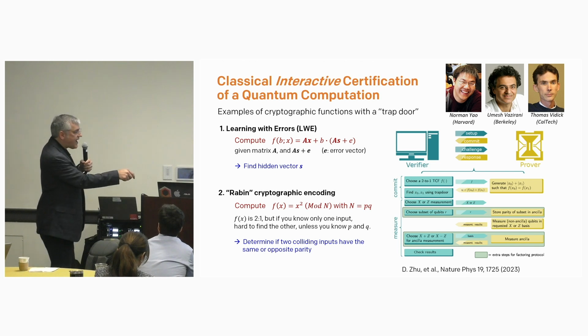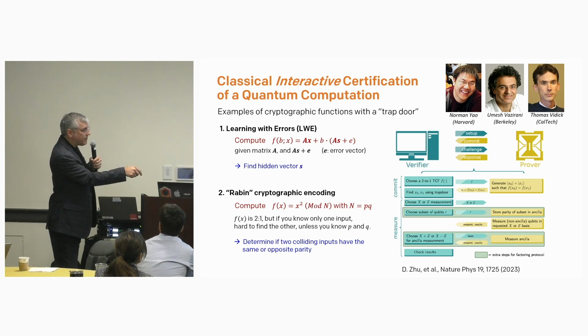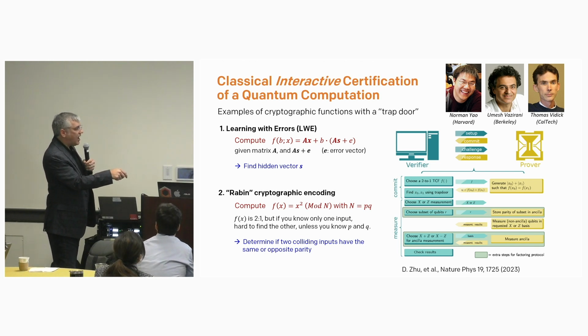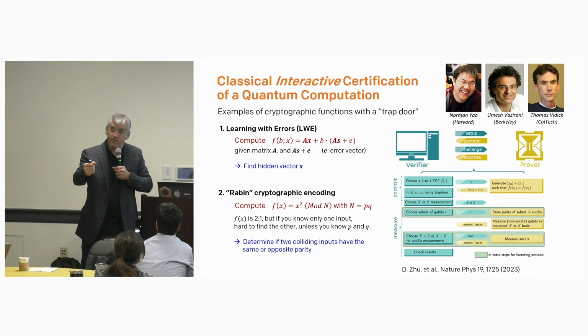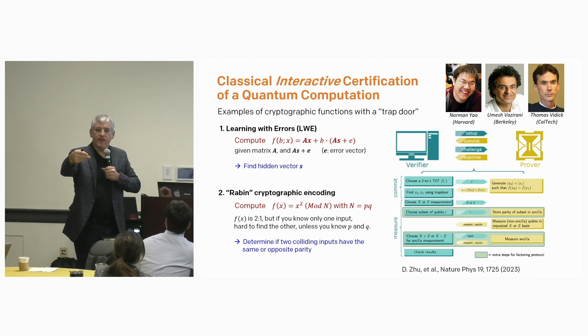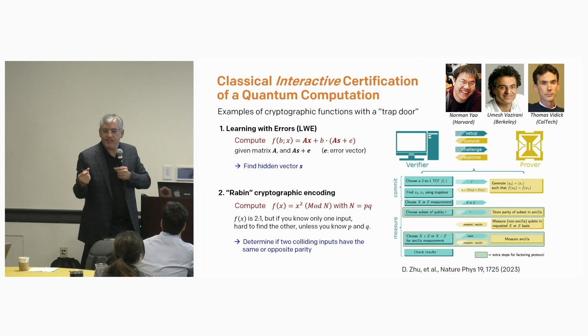If you don't know the factors of n, so n's a big number, you can't find the colliding inputs that give the same output. Even if I give you one input, of course it's easy to find the output for any single input, but you can't find the colliding input.